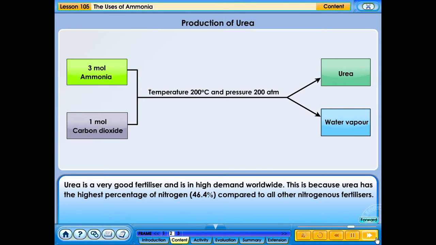Urea is a very good fertilizer and is in high demand worldwide. This is because urea has the highest percentage of nitrogen, 46.4%, compared to all other nitrogenous fertilizers.